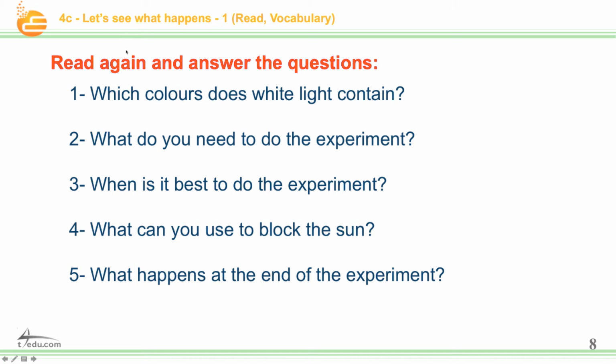Okay? Read again and answer the questions. Number 1. Which colors does white light contain? Of course, red, orange, yellow, green, blue, indigo, and violet.